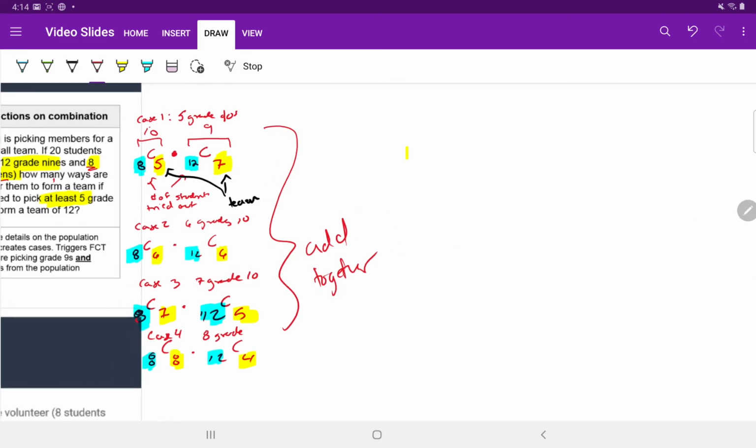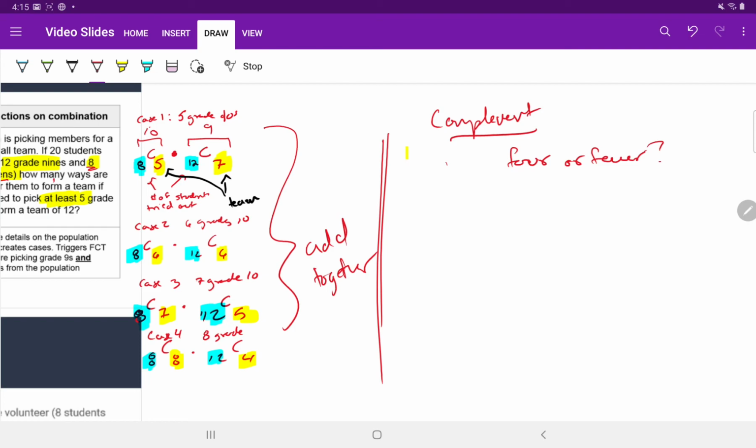Now, a different way we can approach this is, so this is kind of approaching it positively. We're going to say 6 grade 10s, or 7 grade 10s, or 8 grade 10s, or however many grade 10s we have. We're approaching it positively. We could do the complement to this, though. We could look at how many ways there are to form the team with not enough grade 10s, so 4 or fewer grade 10s. That's the other way you can view this, right? We can kind of view it the opposite.